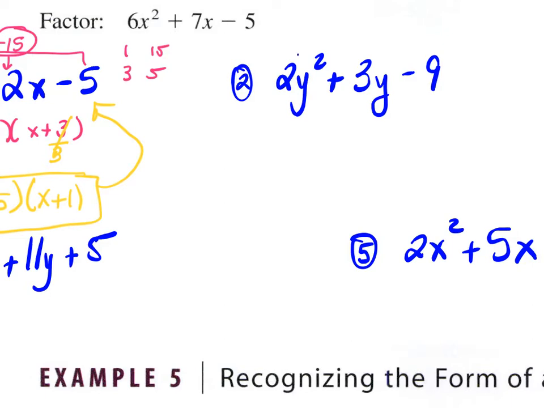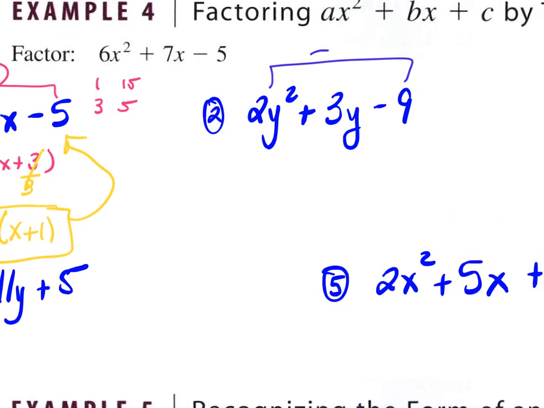All right, look. A times C, so negative 18. Factors of negative 18 that will give me a 3 somehow when I add or subtract. So 1 and 18, 2 and 9, 3 and 6. Which one is it?